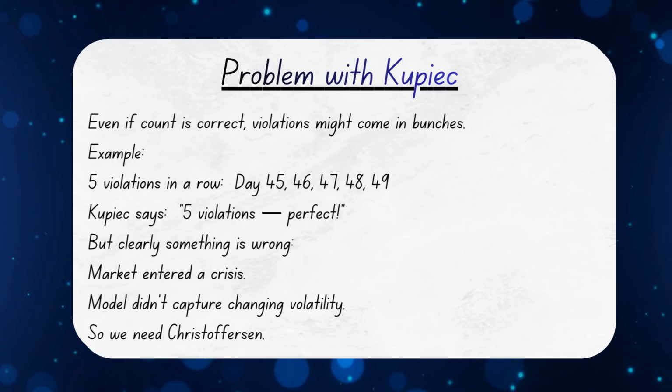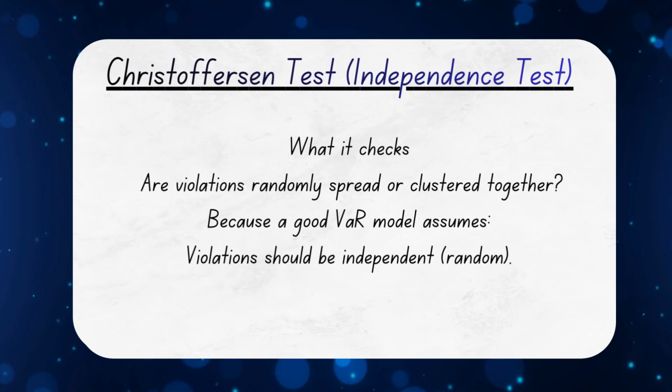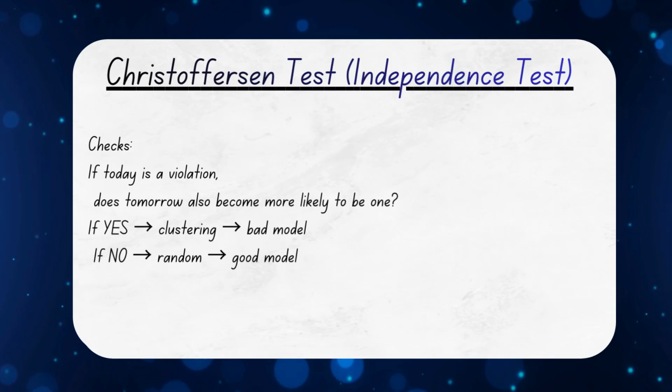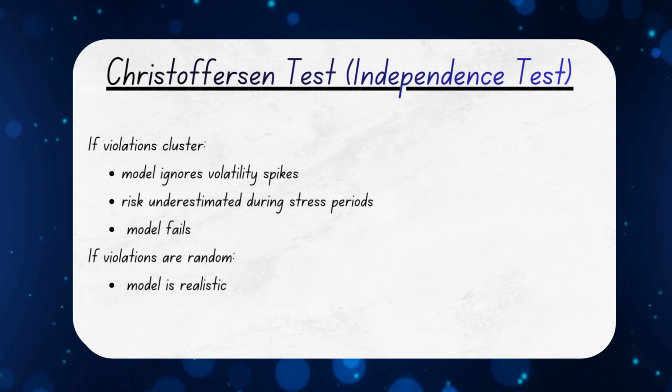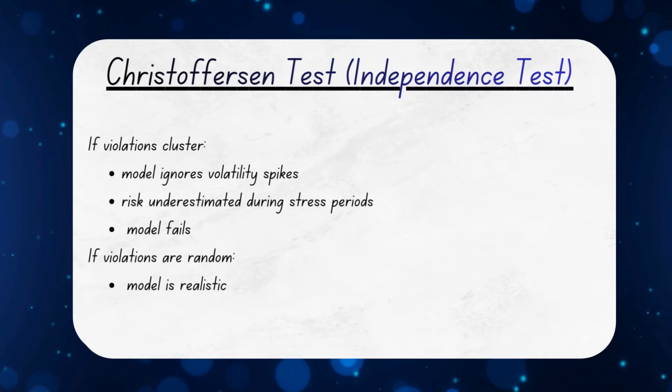This is why we need the second test, the Christoffersen test. The Christoffersen test checks whether violations are randomly spread out or clustered together. In a good VAR model, violations should be independent and random. One bad day shouldn't automatically mean the next day will also be bad. But if violations start appearing in clusters, it suggests the model is not capturing changes in volatility or market stress. So Christoffersen looks at the pattern of violations, not just the number. If losses tend to come back to back, the test fails the model. If they are nicely spread out over time, the model passes. In simple terms, Kupiec checks how many times you failed, while Christoffersen checks how those failures are distributed.